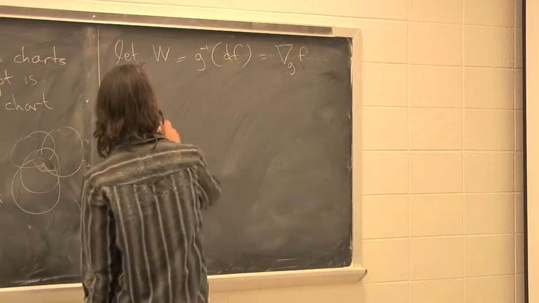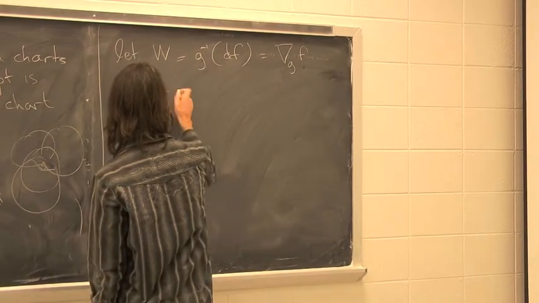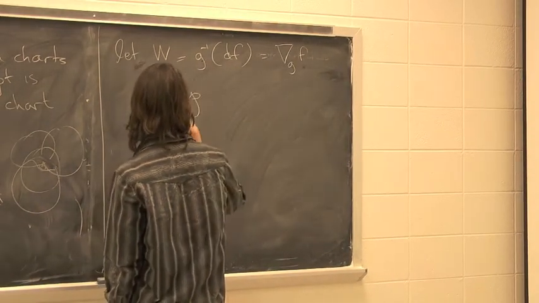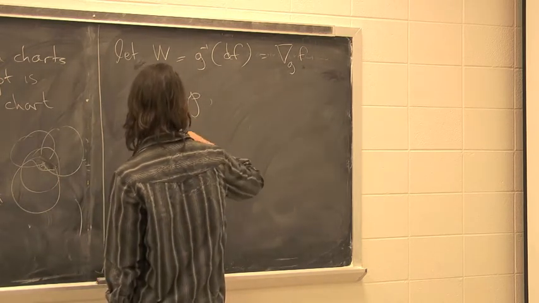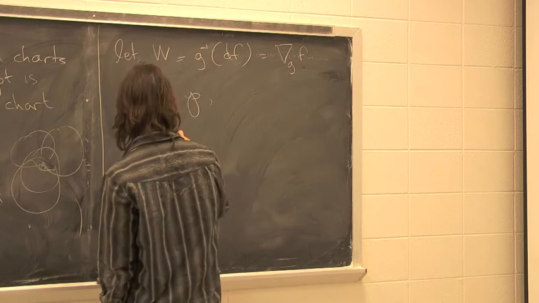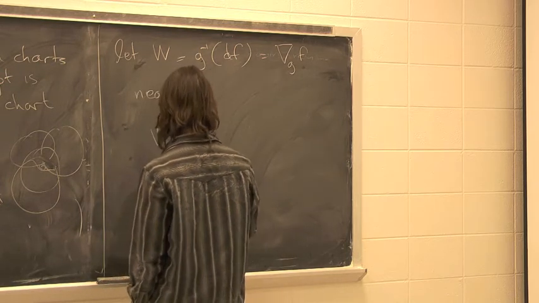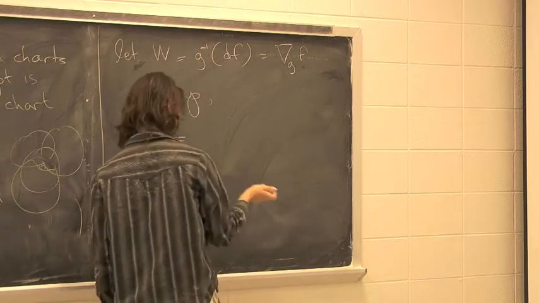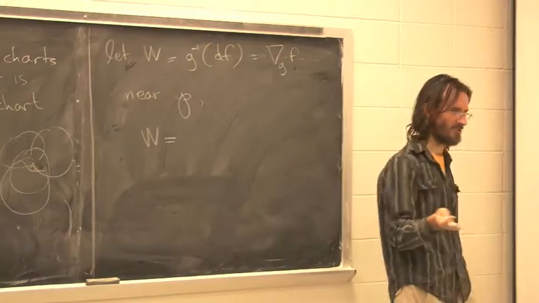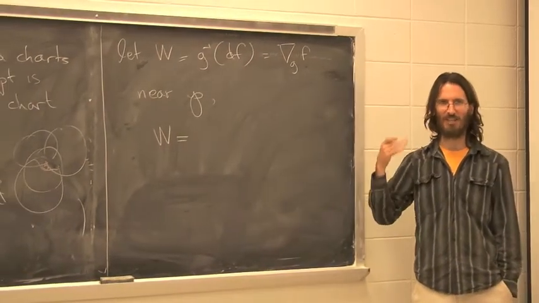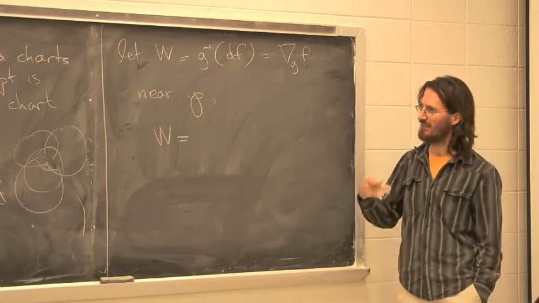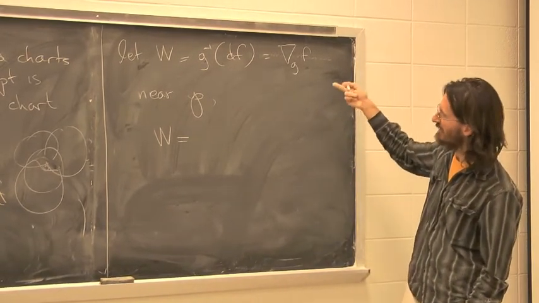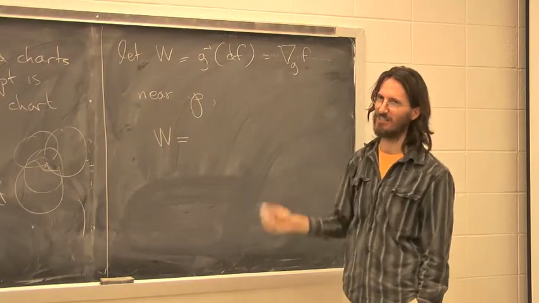And the point is that near this critical point P, we know exactly what W looks like. W is equal to the ordinary Euclidean gradient. This is the exercise I said you should do. You should believe me that if you take the ordinary Euclidean inner product, then this gives you precisely the standard gradient.